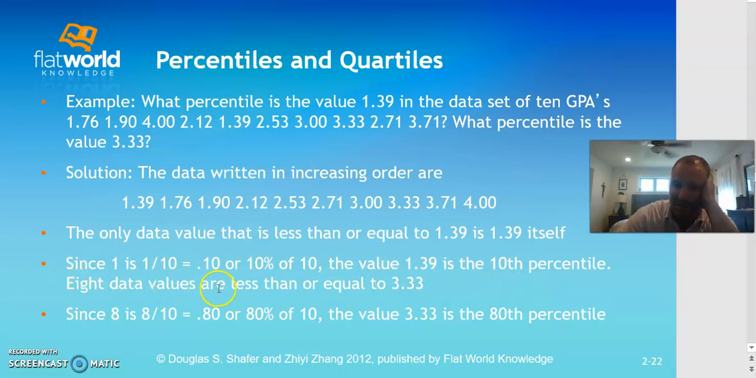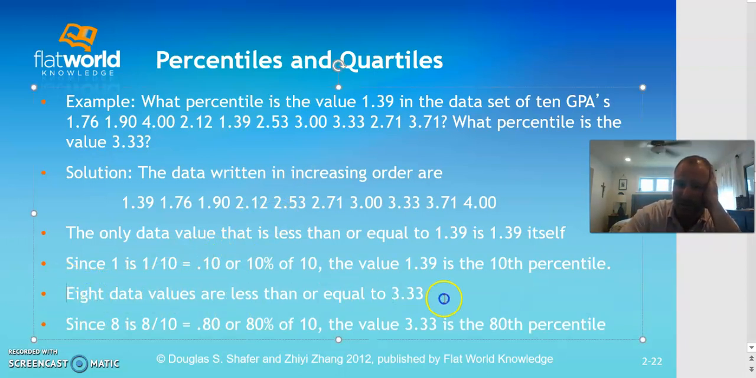8 data values are less than or equal to 3.33. So in that case, we can say that 3.33, this should actually be another bullet point here. Look at that. Sorry, I missed that. Since 8 is 8 out of 10 or 0.80, then we can say that for the 10 values, the value 3.33 is in the 80th percentile.